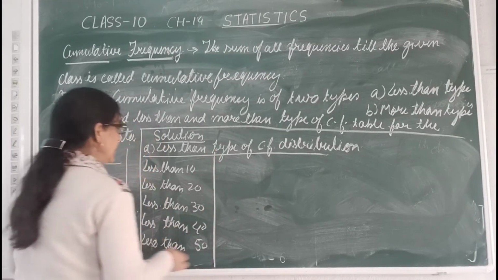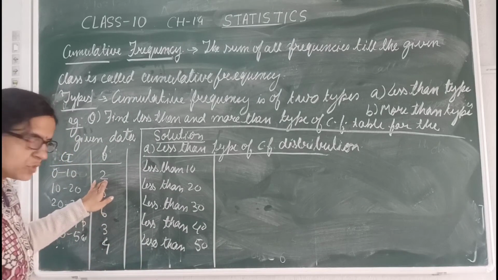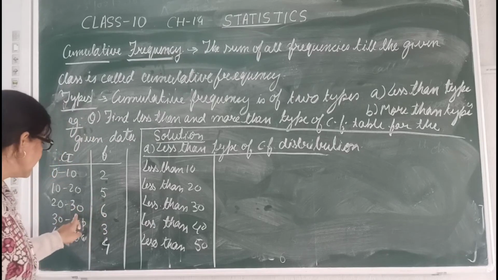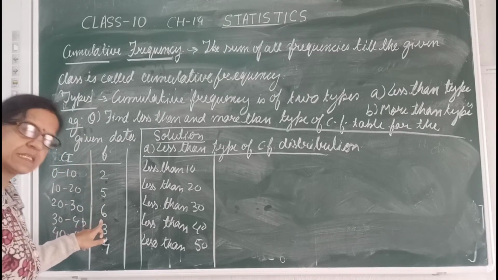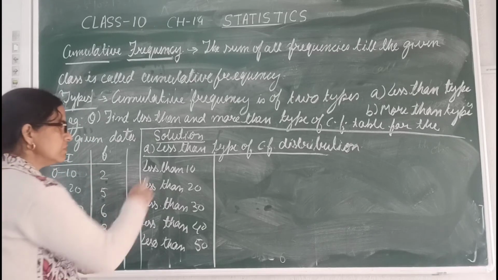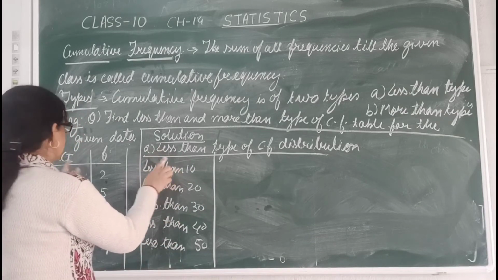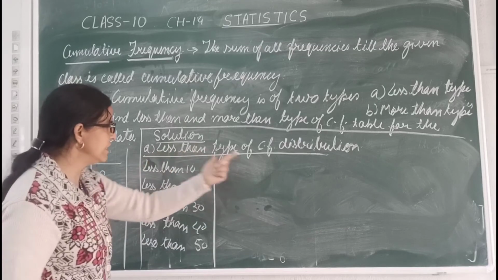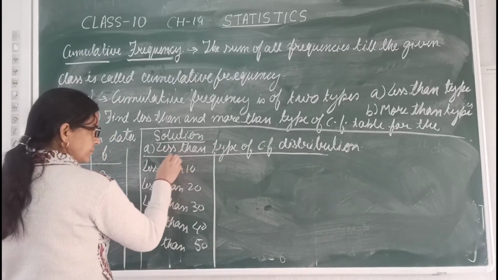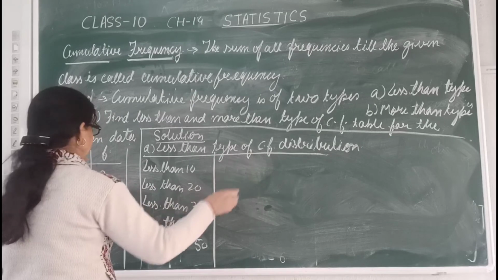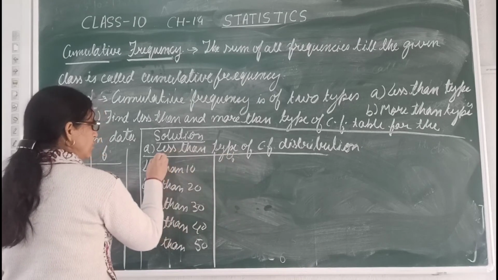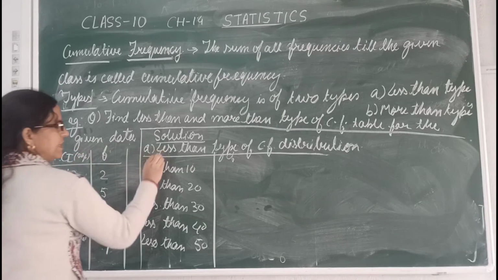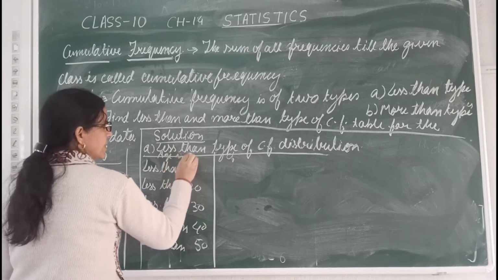Now, less than 10 is how much? 2. Then less than 20 is how much? 2 plus 5, that is 7. Less than 30 is how much? This 7 plus 6, that is 13, and so on. And whatever the topic is under class interval, suppose age or limb length, we will write over here, and over here CF. Suppose it is age, so we will write age in years.